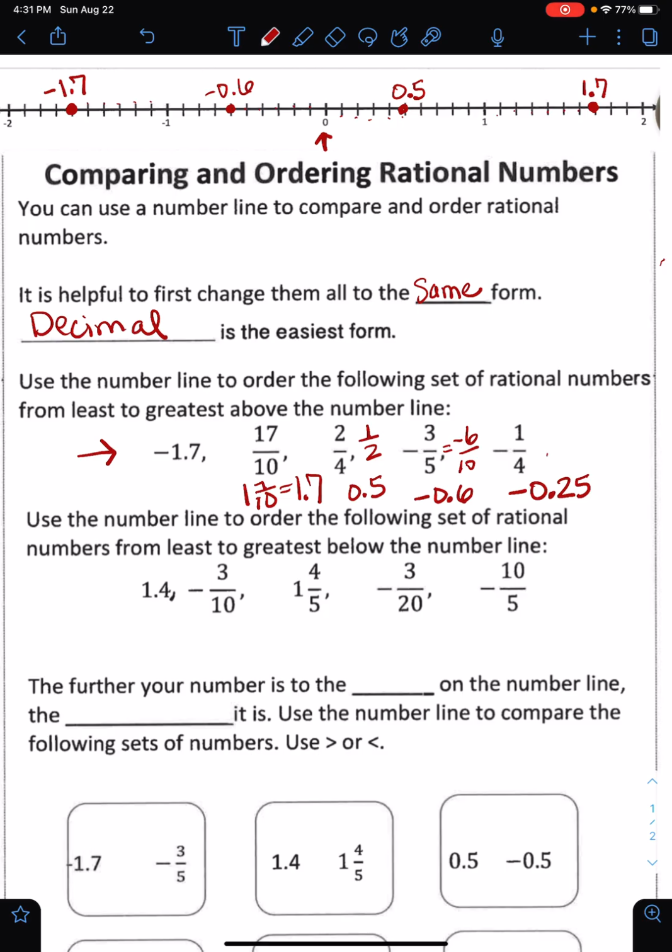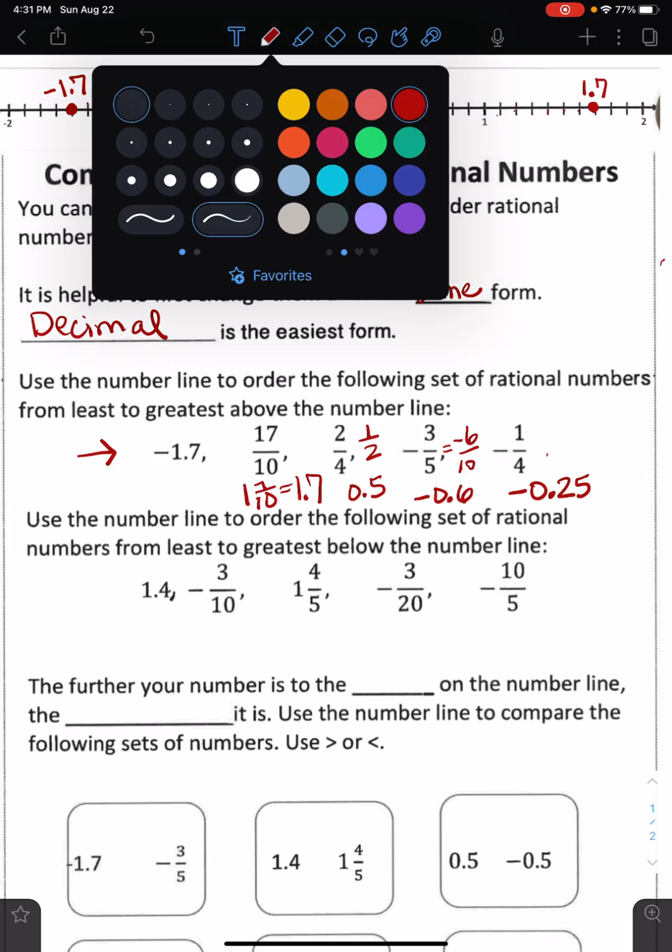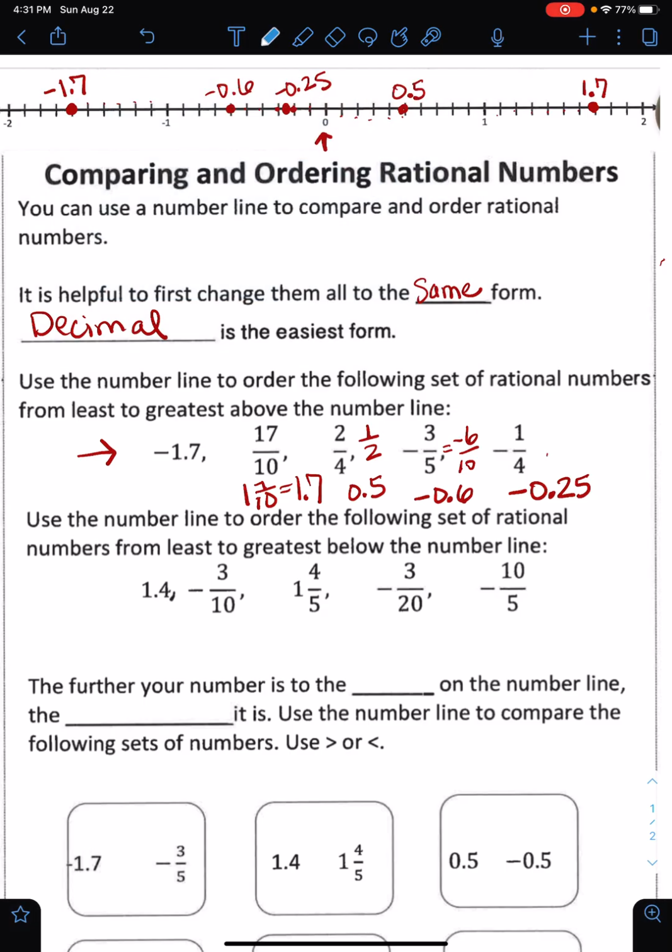And -0.25 will be in between -0.2 and -0.3. So right here in between will be -0.25. So you can see on the number line which is the smallest and which is the biggest. So maybe we just want to order them like this and say, let's see, it says least to greatest. So the least is this one, and then this one, this one, this one, this one.